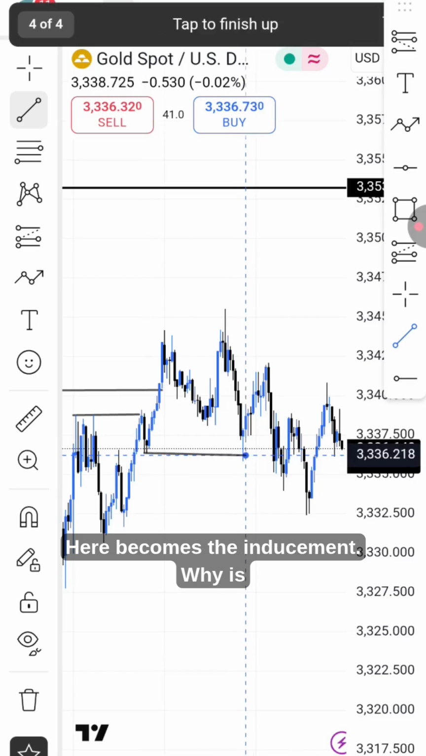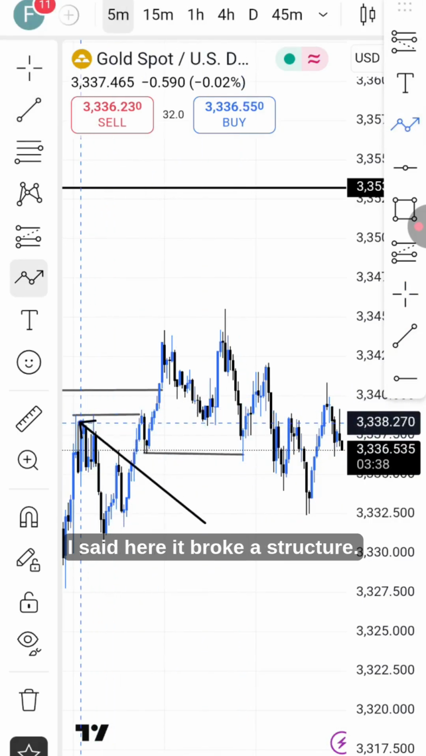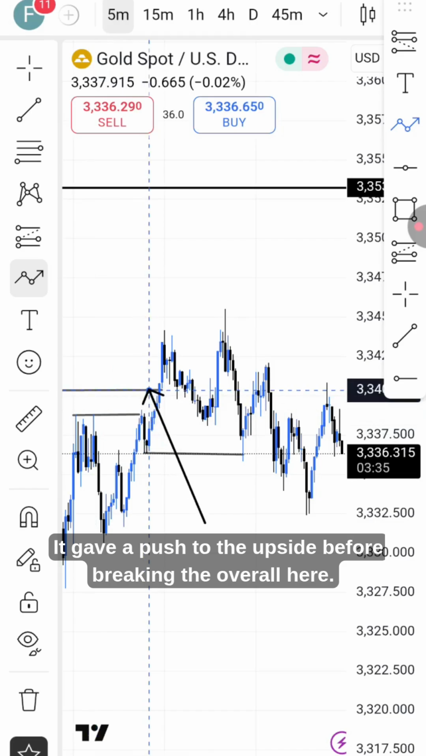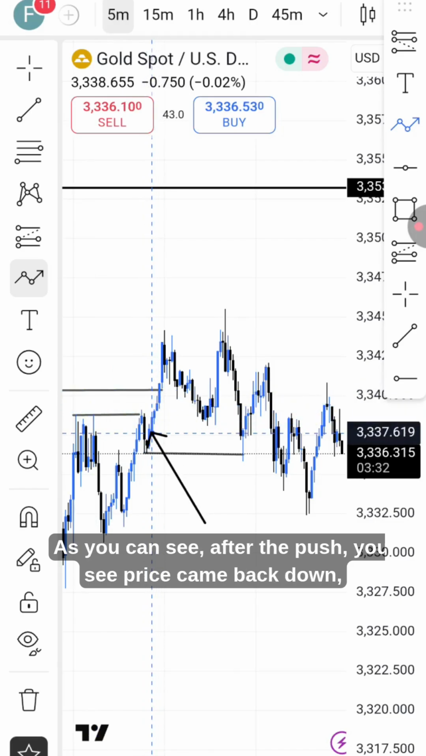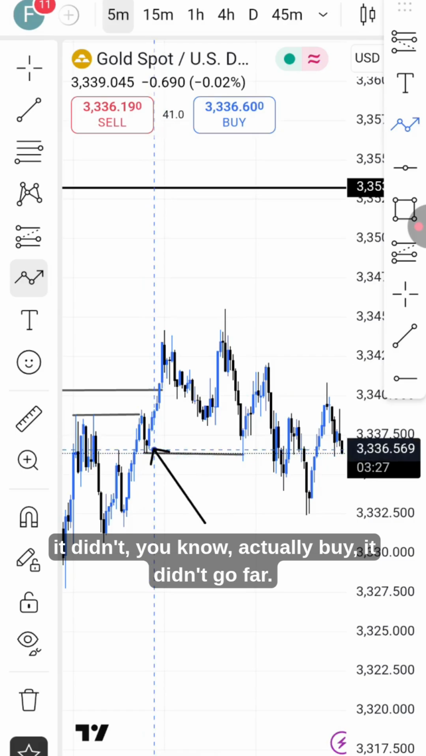So at this level now, here becomes the inducement. Why is it my inducement? Because you can see internally, I said here, it broke a structure. They gave a push to the upside before breaking the overall here. That's why after the push, you can see price came back down, giving us the sense that okay, price will buy from here, but eventually you can see no, it didn't actually buy.